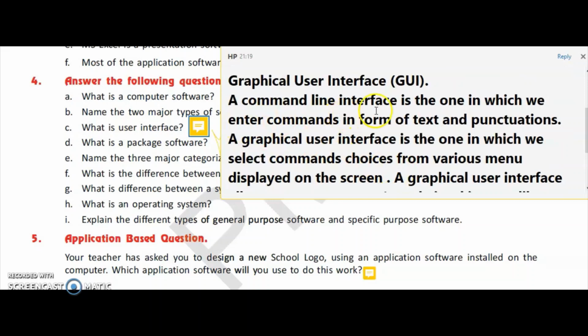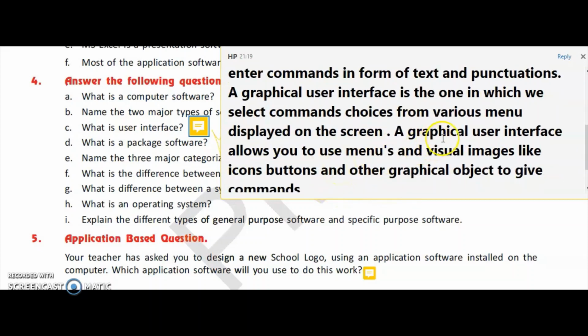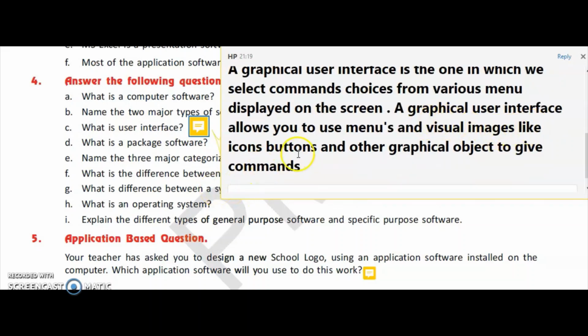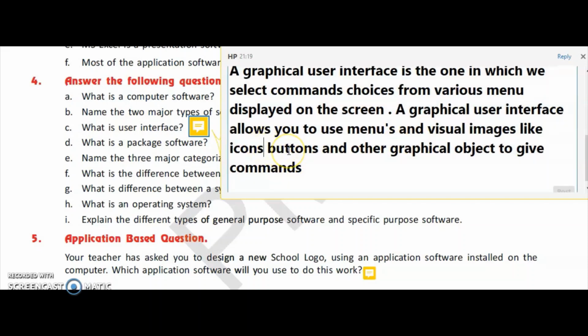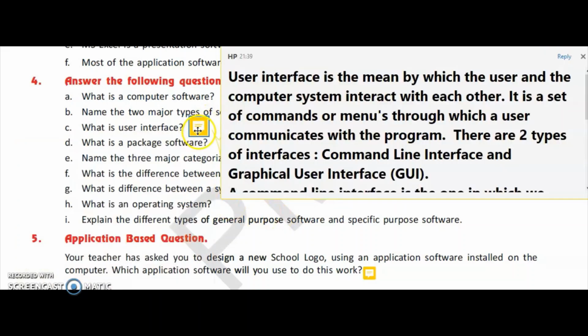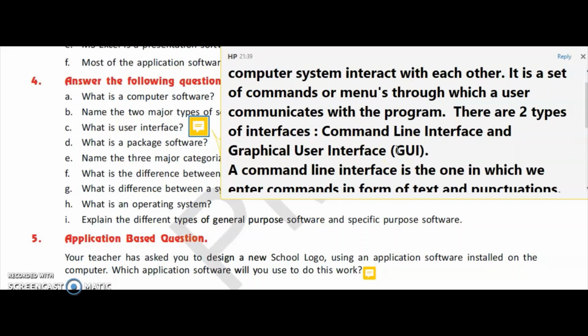A command line interface is the one in which we enter commands in the form of text and punctuations. A graphical user interface is the one in which we select commands from command choices from various menus displayed on the screen. A graphical user interface allows you to use menus and visual images like icons, buttons and other graphical objects to give commands. So this was the answer of the C part.